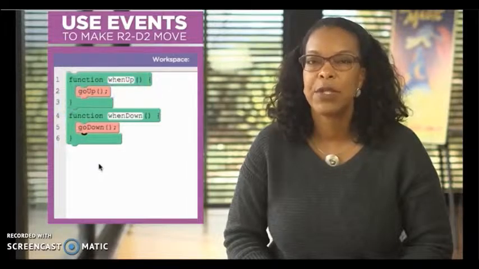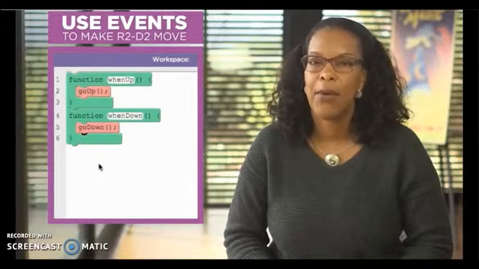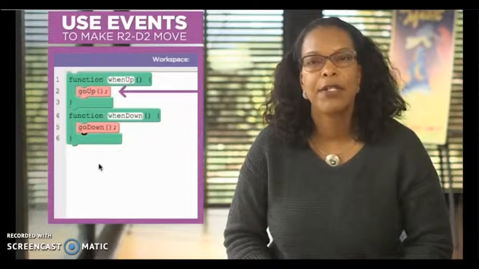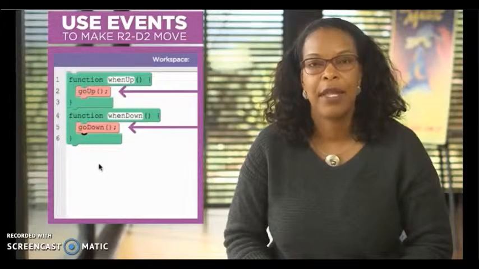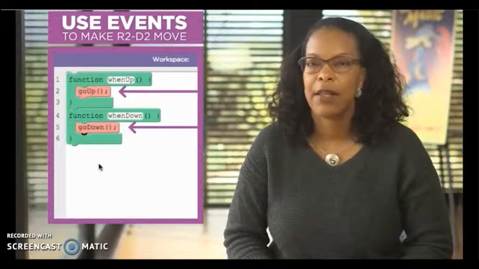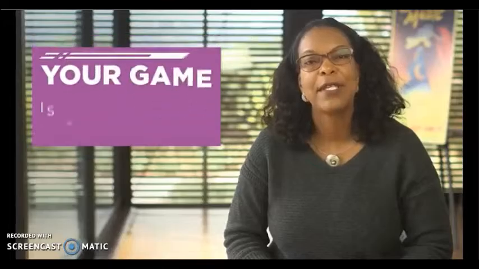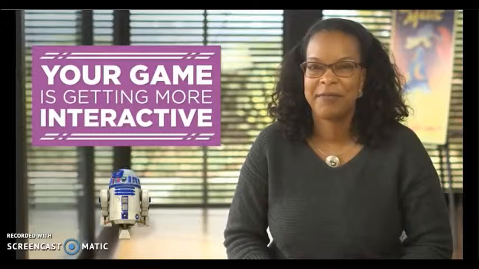We want R2-D2 to go up, so let's put a go up block inside the command. And we'll do the same thing to make R2-D2 go down. Now, instead of writing all of the code to control our droid in advance, we can let R2-D2 react to button press events that move him around the screen. Step by step, your game is getting more interactive.